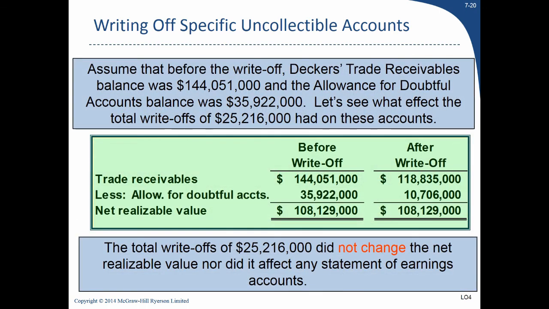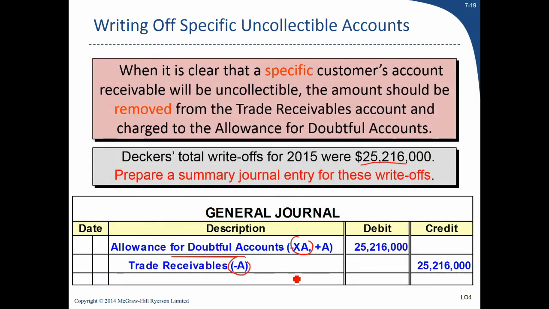So here's the interesting thing. Assume that before the write-off, Decor's trade receivable balance was 144.1 million, and the allowance for doubtful accounts was 35.9 million. So before the write-off, we have receivables of 144, less AFDA of 35.9. Our NRV was 108 million. We expected to collect $108.1 million from our customers. After the write-off, our trade receivables goes down because, if you look at the entry, we credit trade receivables, and we debit AFDA.